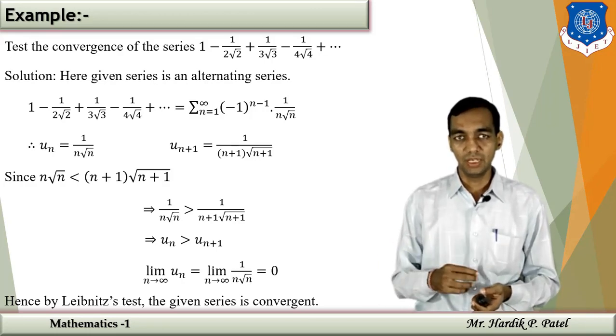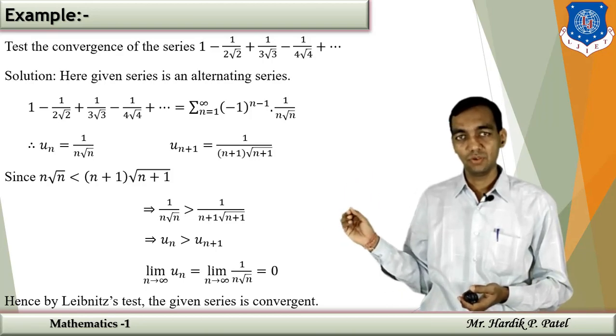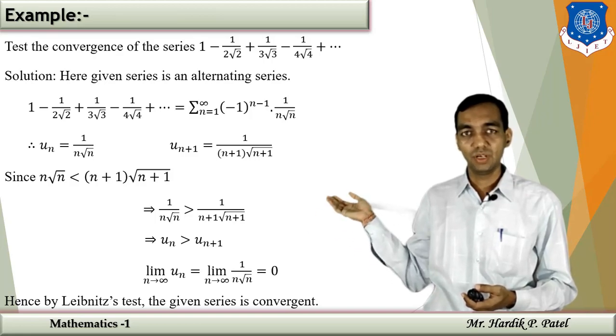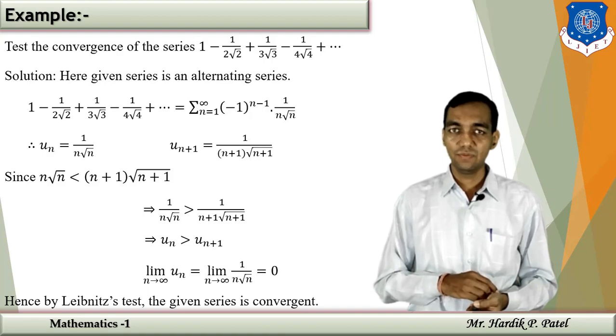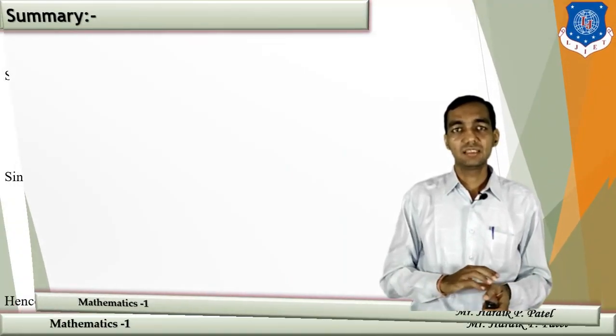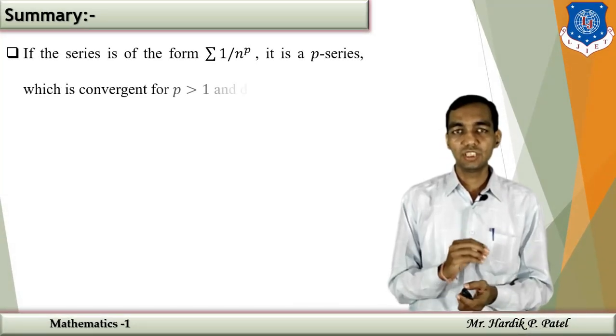Now the limit of un. If you are applying limit to the un, then you will have 1 upon n into root n, where n tends to infinity, so 1 upon infinity will be 0. So both conditions of the Leibniz test are satisfied. Therefore, by Leibniz test, this alternating series is convergent. Okay, now we are going to check out the summary.